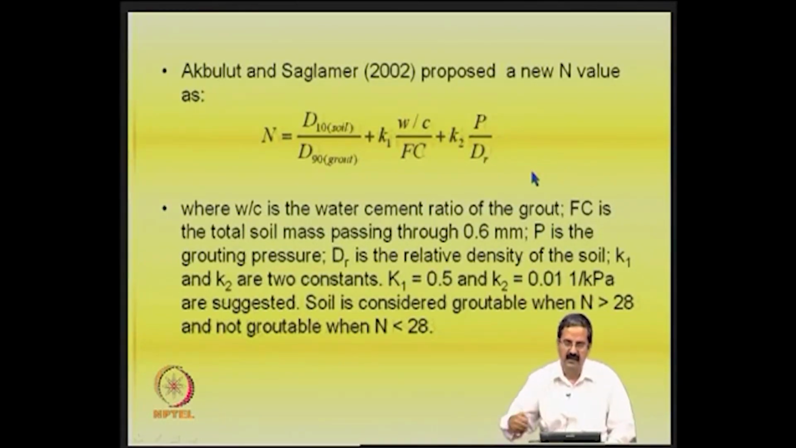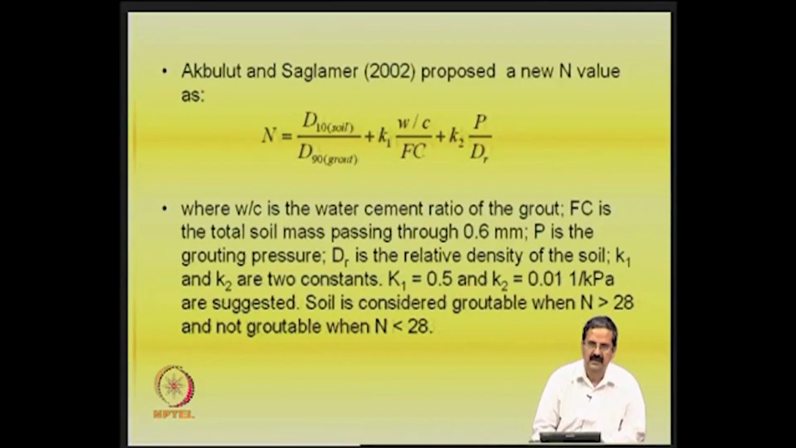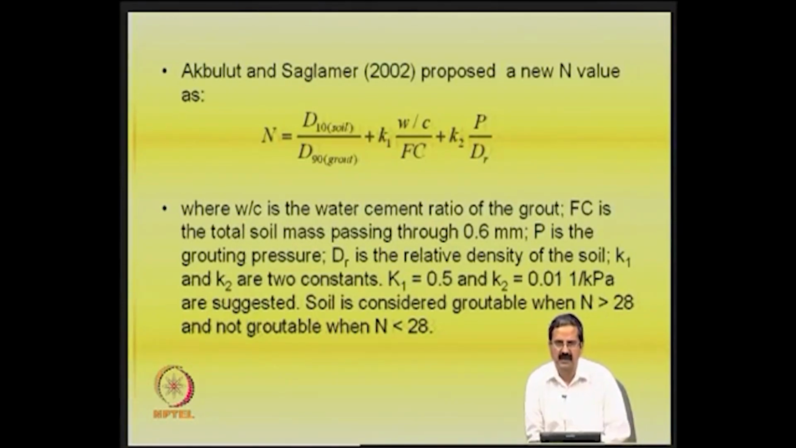because if the relative density of the soil is higher, which means it is more dense, you cannot grout it that easily. Similarly, if the grout pressure is higher, definitely you can grout more. Water cement ratio, if the water cement ratio is higher, grout can flow easily.